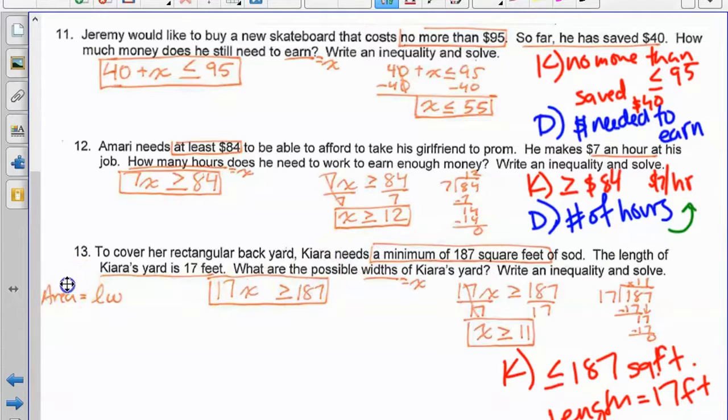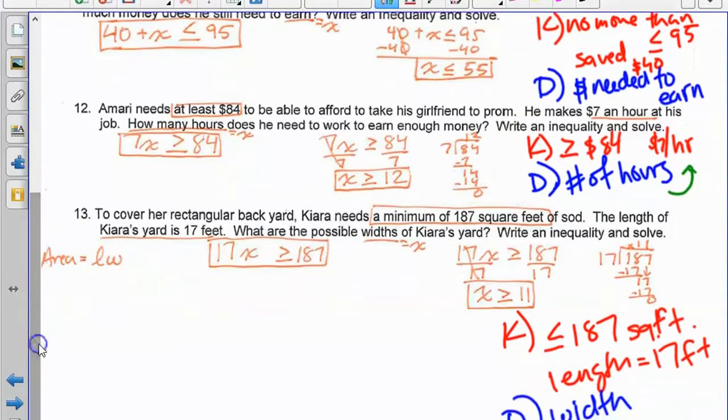Number 13, to cover the rectangular area of her backyard, she needs a minimum of 187 square feet. So the length I know is 17. I don't know the width. I want a minimum of 187. So I can have 187 exactly, or 188, or 189, or 190, and so on. So 17x, because length times width is my area, is greater than or equal to 187. Divide both sides by 17. I get x is greater than or equal to 11.